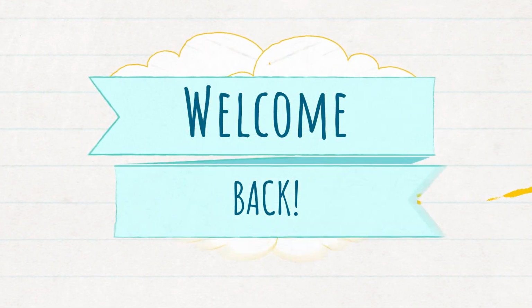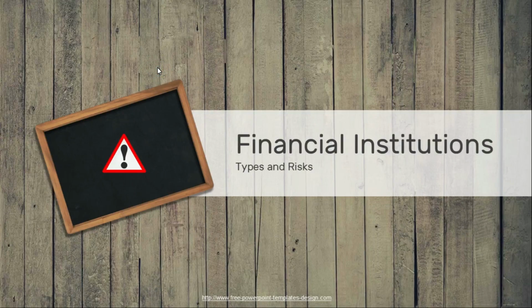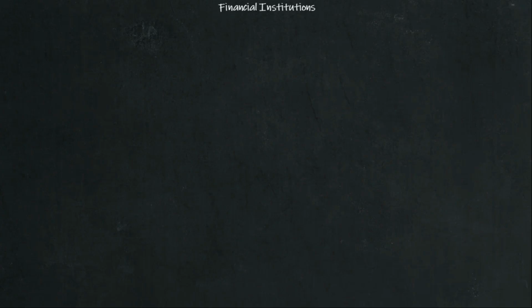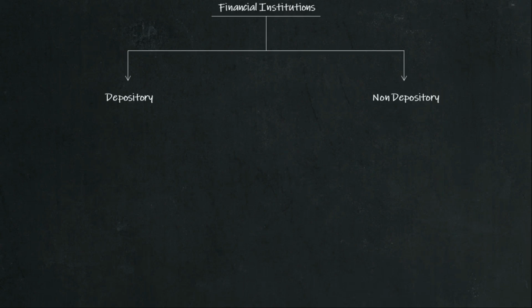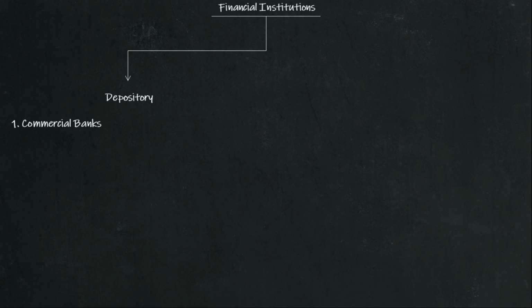Hello again. In this video, we're going to talk about the types of financial institutions as well as the risks that financial institutions face. There are two types of financial institutions, depository and non-depository. For depository financial institutions, we have commercial banks. Commercial banks are banks that accept deposits and grant commercial loans. Therefore, the determining factor is whether the bank grants commercial or business loans. If the answer is yes, it is most certainly a commercial bank.